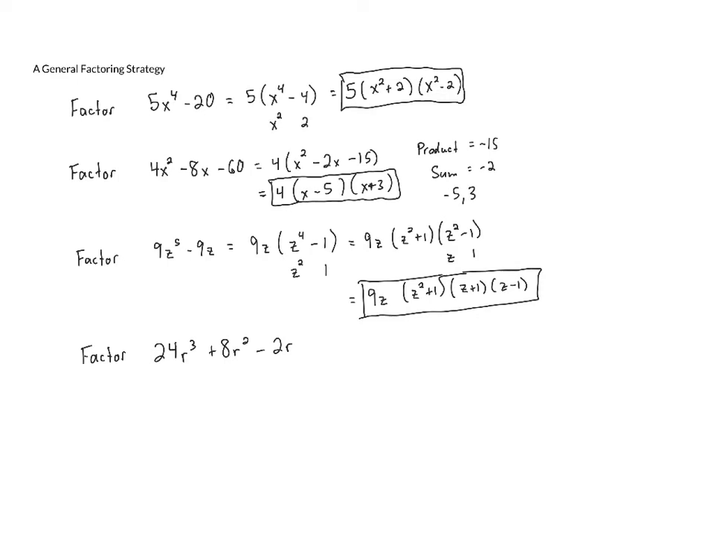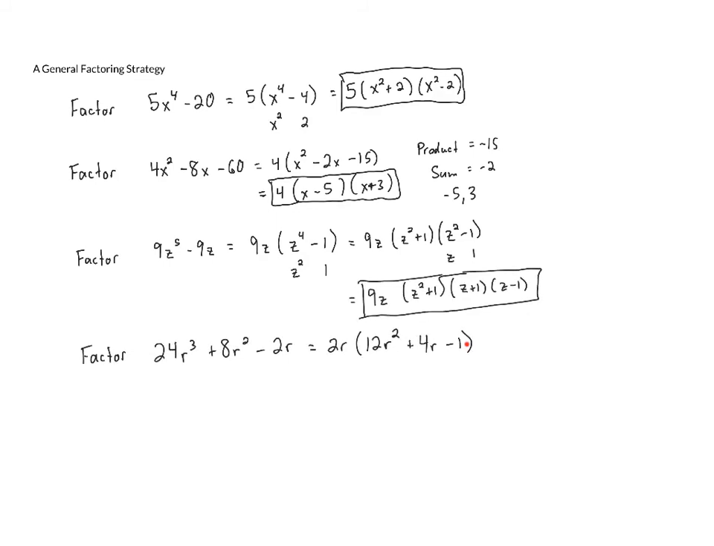Again, we're going to start by looking for a greatest common factor that can be pulled out. And in this case, there is one. All of those terms are divisible by 2r. So we're going to pull out a 2r, and that leaves us with leftovers 12r squared plus 4r minus 1.